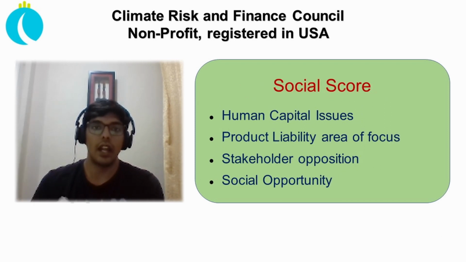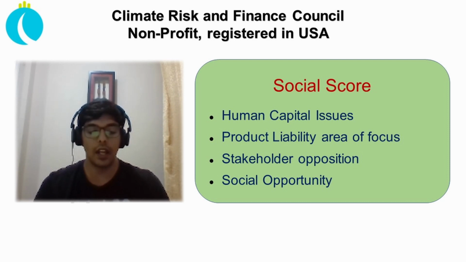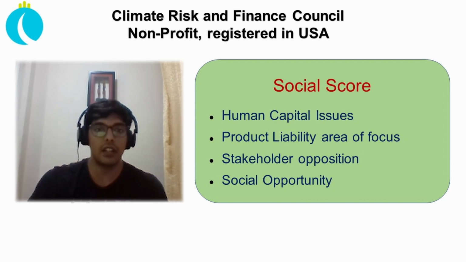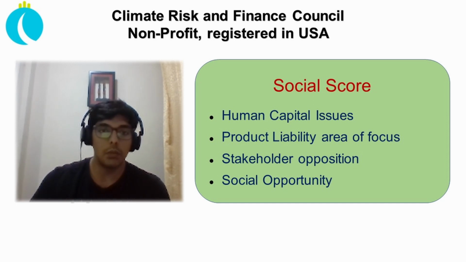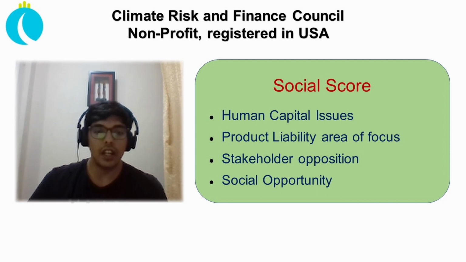The second category is social, and it is divided into four further subcategories. The first subcategory is human capital. This looks into how labor is managed, the practices of the company, how the workers are trained, and supply chain labor standards. The second subcategory is product liability. When it comes to the IT sector, they look into the privacy and security of the product.